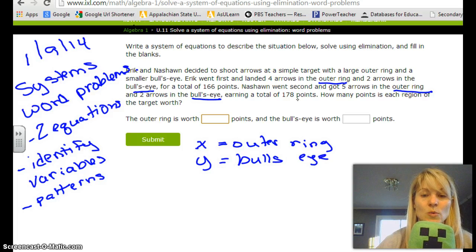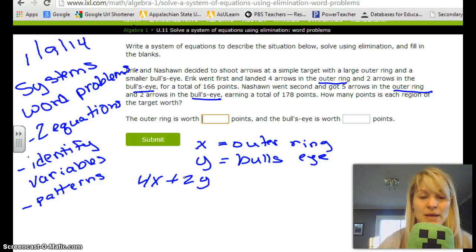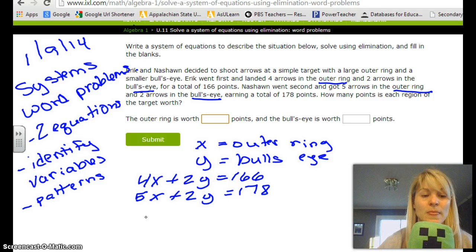Okay, so we just want to take our first scenario and get an equation. So Eric got 4 arrows in the outer ring, so we have 4x. Then he got 2 arrows in the bullseye, so that's going to be 2y, and he earned 166 points. Then Nahshon went second and got 5 arrows in the outer ring and 2 arrows in the bullseye for 178 points. And we're trying to figure out how many points the outer ring and the bullseye are worth. So we should recognize that this is set up as a systems of equations elimination problem because they're both in standard form. So I'm going to look and see which one I can get rid of first, the x's or the y's.